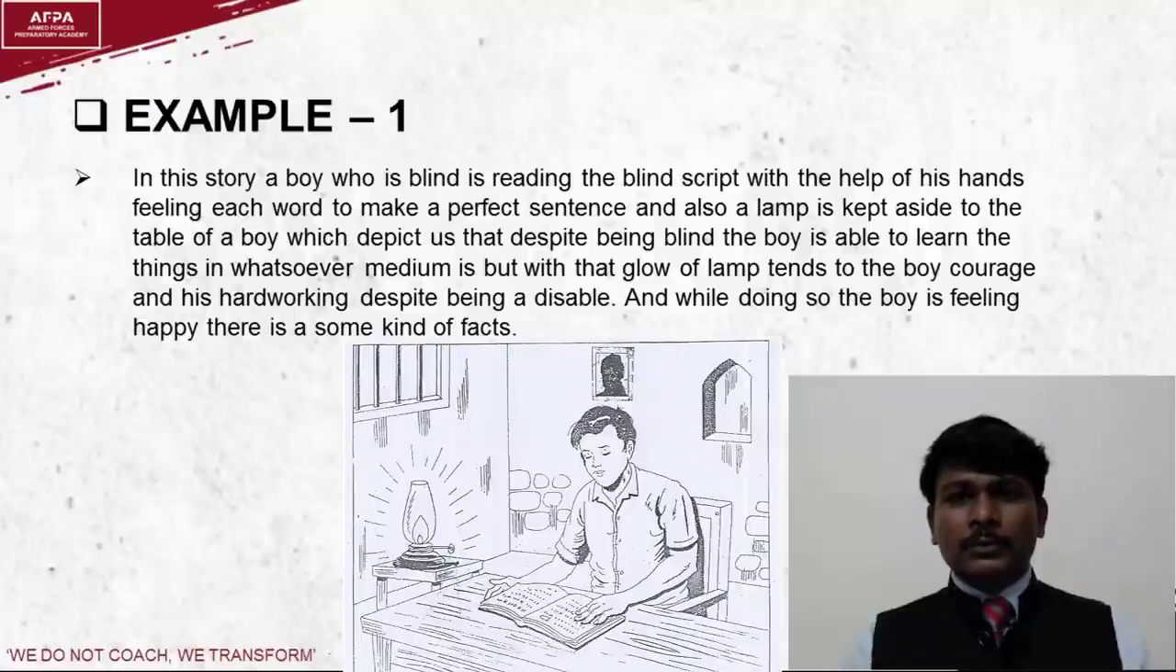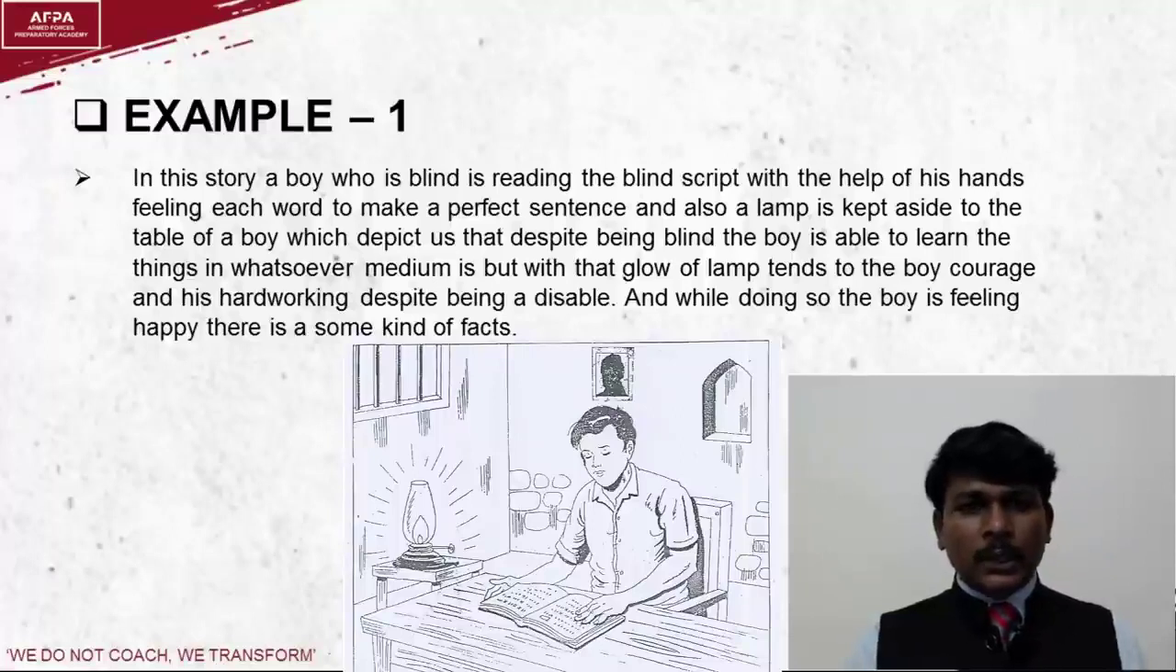Now if I have to take examples and explain this particular image, this particular story more clearly, I will read the first example. In this story, a boy who is blind is reading the blind script with the help of his hands, feeling each word to make a perfect sentence.